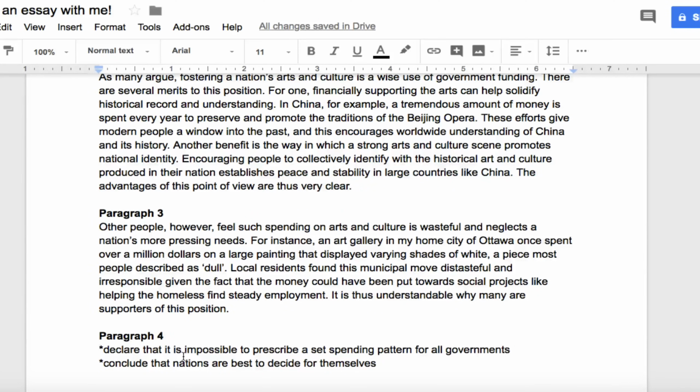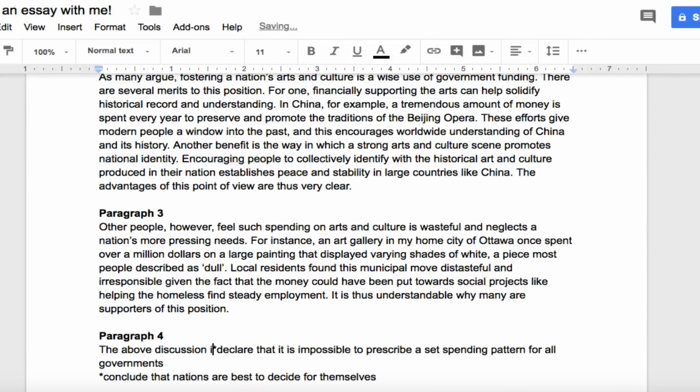plug in here. Now we want to make reference to the discussion that has taken place. So let's say the above discussion illustrates how the mild differences or nuances between countries make it impossible to prescribe a set spending pattern for all governments. And I might just put in here recommend, just a little change there. So the above discussion illustrates how nuances between countries make it impossible to recommend a set spending pattern for all governments.